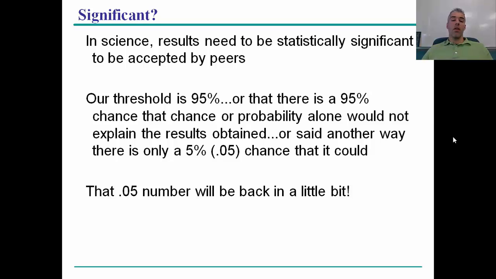Okay. Now, we call it a p-value, so it's going to be called the p-value of 0.05. When we do statistics, we're going to get statistical descriptive values, but we use a chart to convert them into p-values. P-values have to be less than 0.05, which means there's less than a 5% chance that randomness could explain the results.